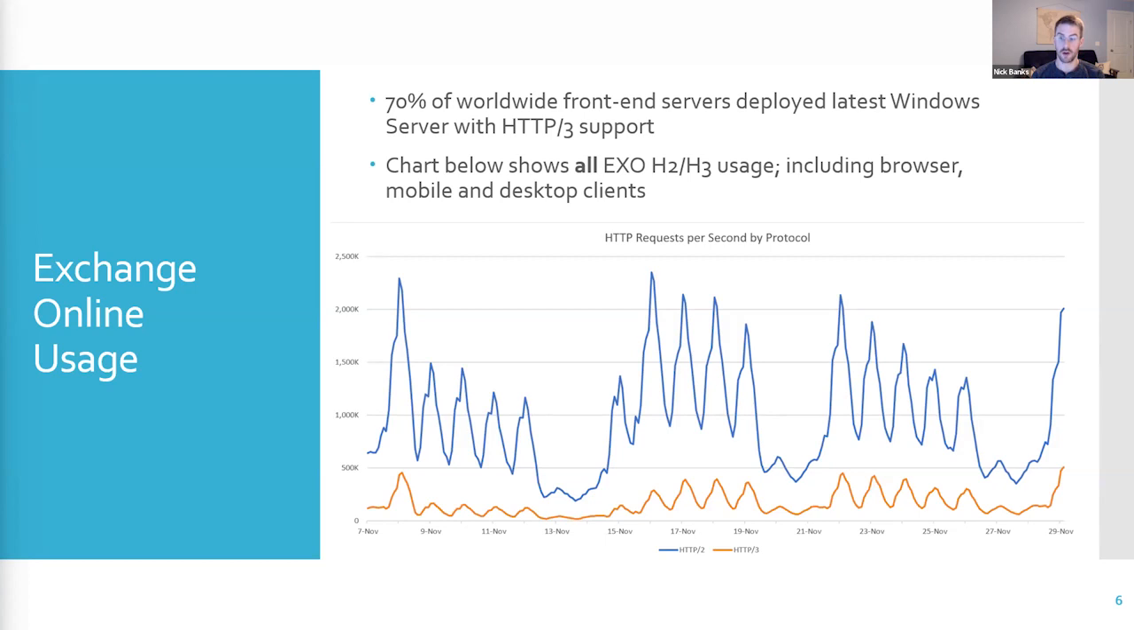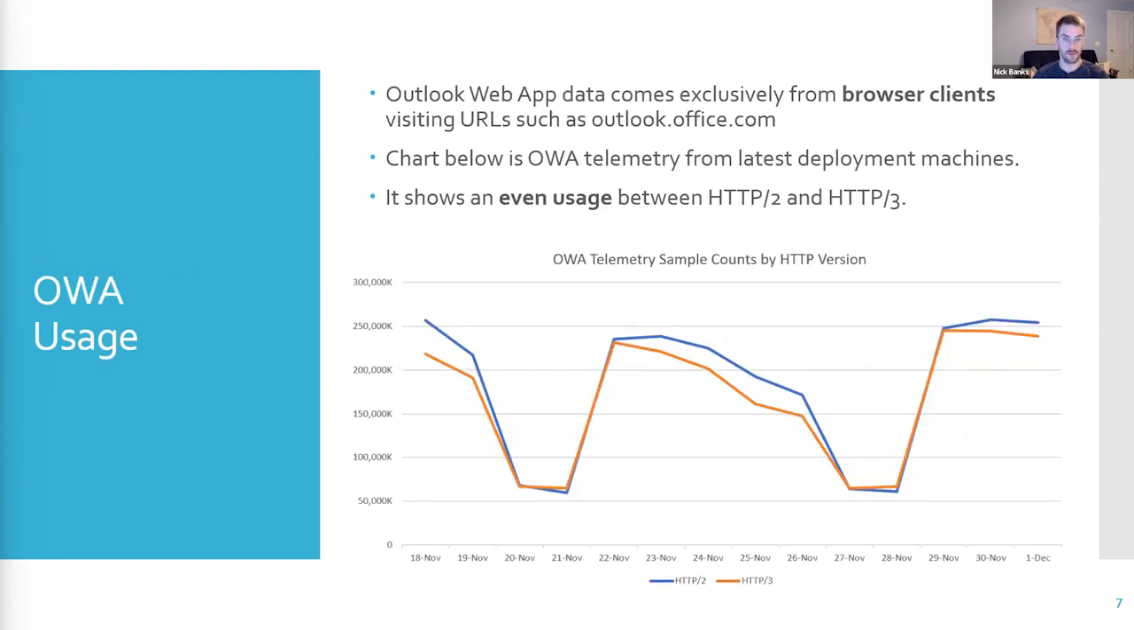In the next couple of slides, we're going to look at the data specifically for the Outlook web app, or the OWA client. This is the client that runs in the browser when you navigate to outlook.office.com. The reason we're going to look at the data there is because the browser was our first target client, since we have quite a lot of usage there and the browser already supported HTTP3. As I just mentioned, this data comes from the browser OWA client and does not include any mobile or desktop clients.